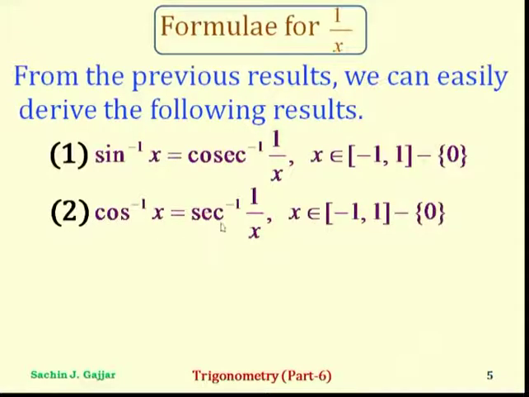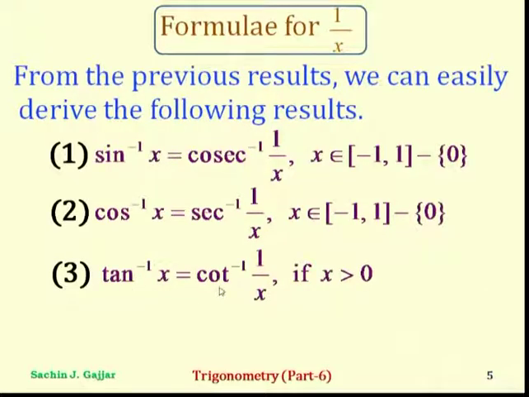Second, cos inverse x equal to sec inverse 1 upon x, where x belongs to the closed interval minus 1 to 1 minus 0, same as the first. And the third one, we have two formulae: tan inverse x equal to cot inverse 1 upon x if x greater than 0. So if x greater than 0, tan inverse x equal to cot inverse 1 upon x, and if x less than 0, then tan inverse x equal to cot inverse 1 upon x minus pi. So these results are also very important, and they can be verified using the first three results. Okay, so note down these results in your notebook.